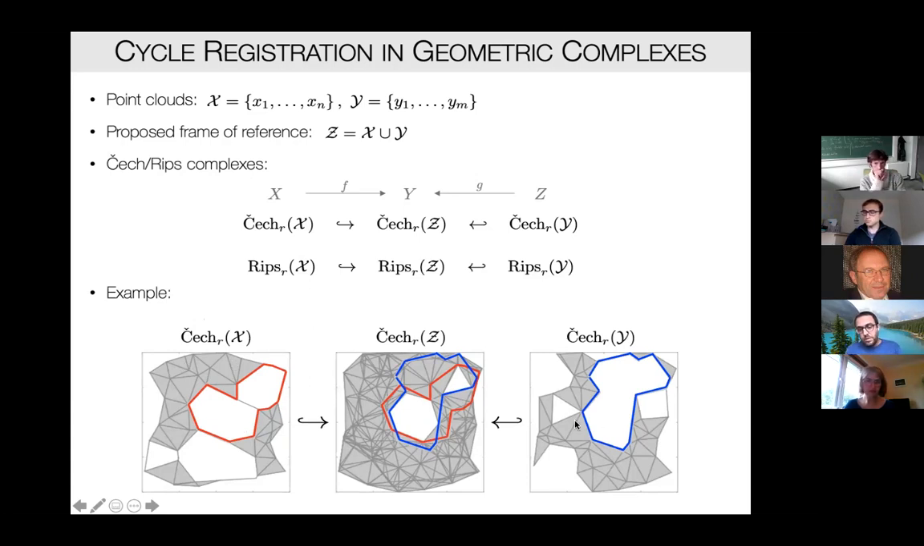Now we put the point sets together and we have a much bigger complex. And what we see is that the blue and the red cycle in the new Čech complex are homologous. They surround the same 2 holes. And so we can go back and say, okay, we have 2 different point clouds, but this red cycle is a match to the blue cycle on the right. And that's the idea that we're using here for point clouds.